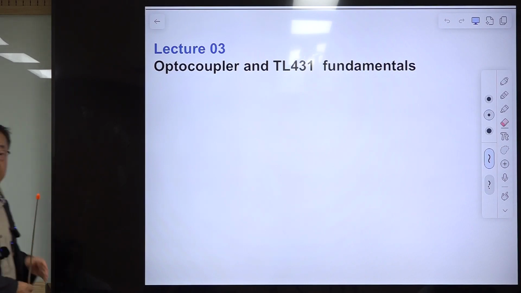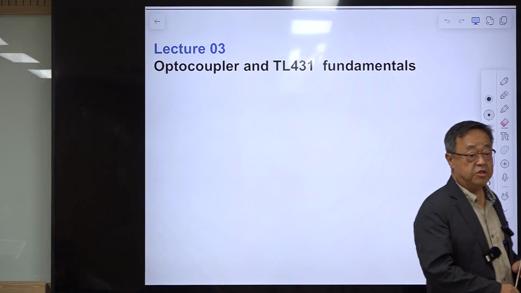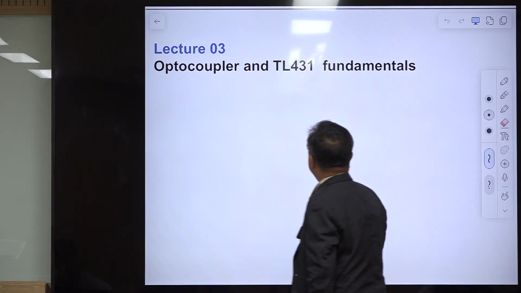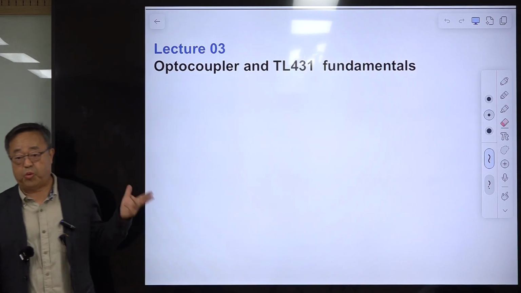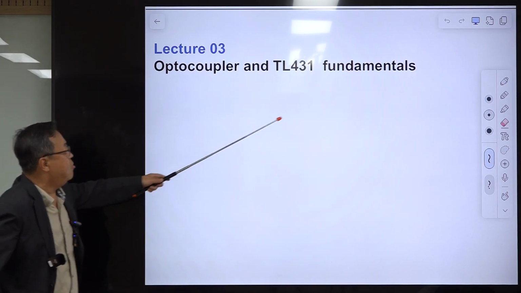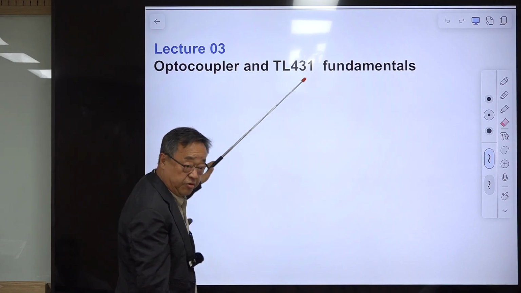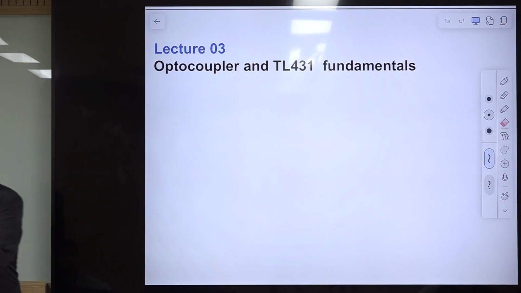Hi students and audience, this is the third lecture on this topic, and in this lecture we will discuss the optocoupler and the TL431, the functional basics of this optocoupler, and this operational transconductance amplifier, the TL431. This story is very easy.